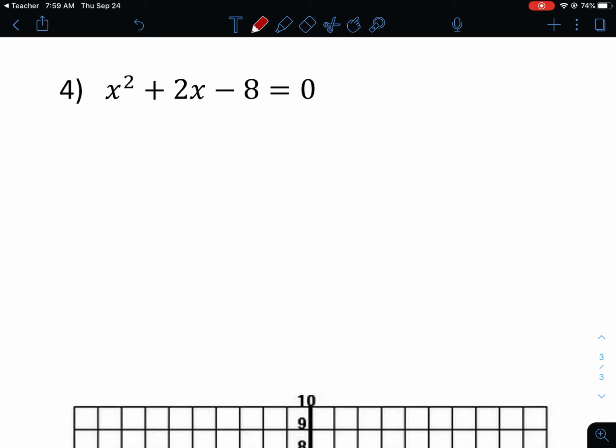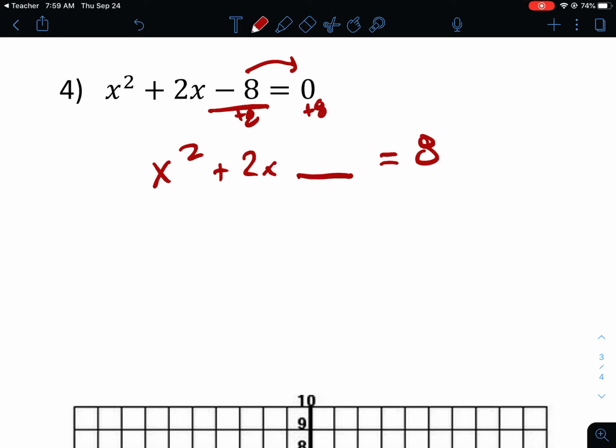So I'm going to put this into vertex form, which means I need to move this -8 over, leaving a space there. So x squared plus 2x with a space equals +8. This should not be anything new. All I'm doing is what you did in the previous lesson, which is changing this to vertex form. We added 8 to the other side.